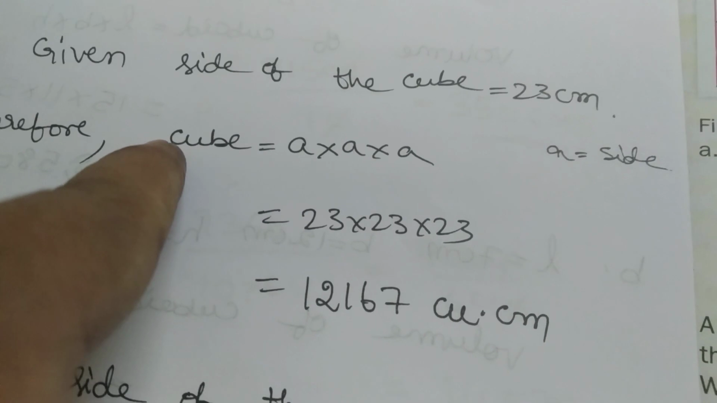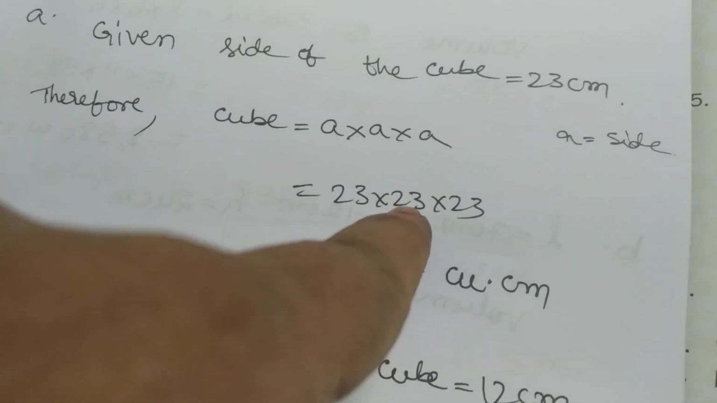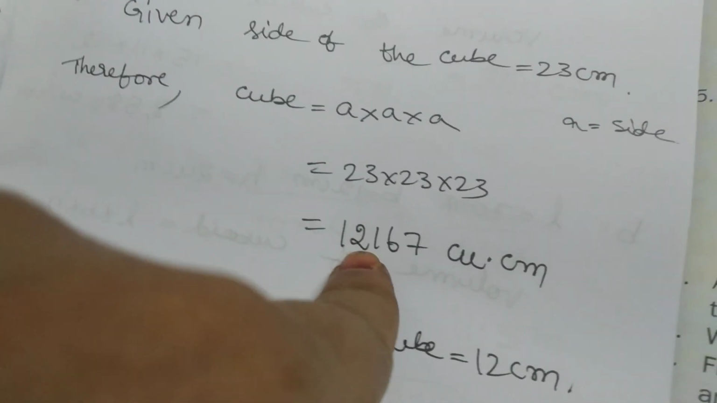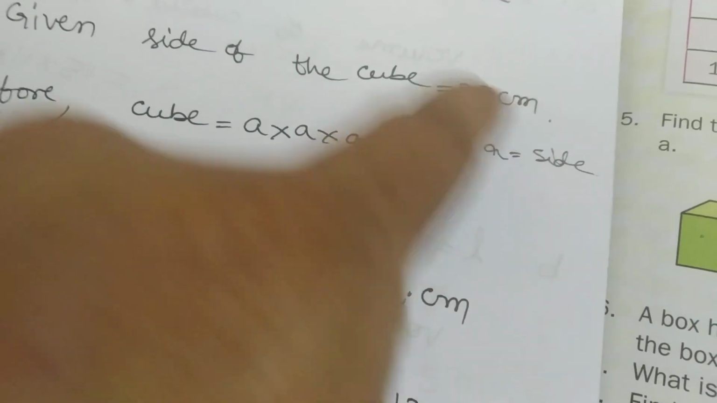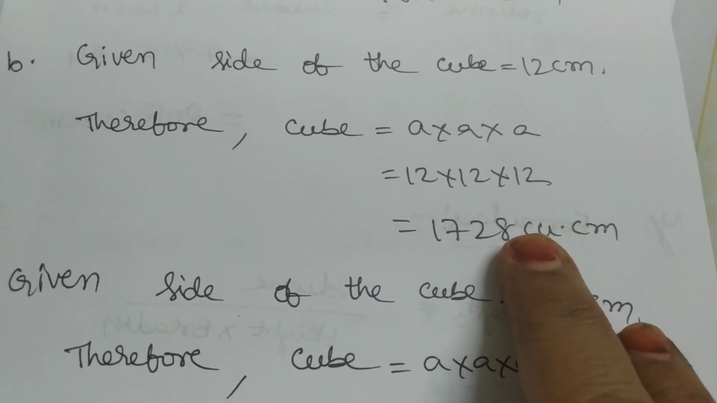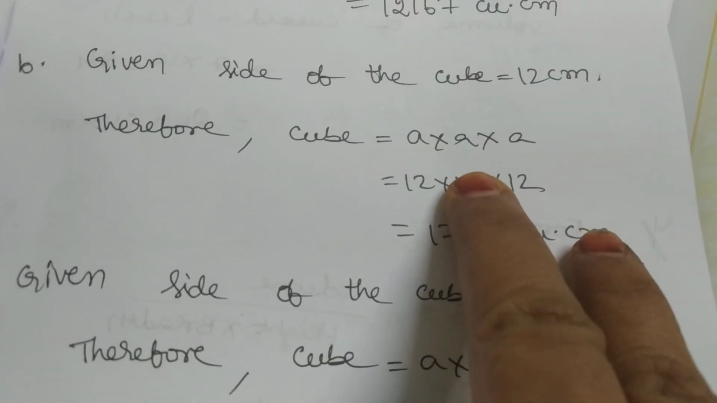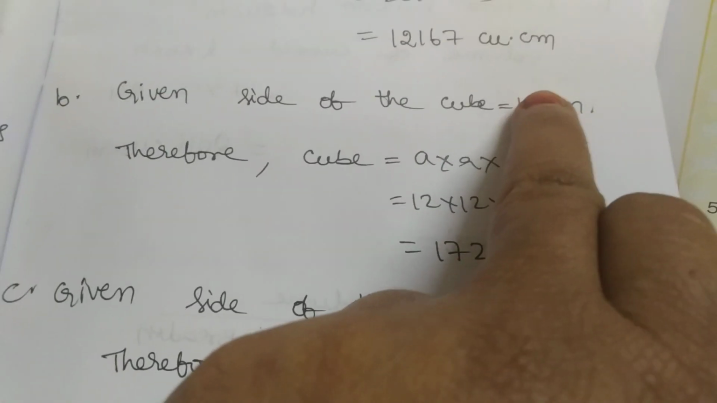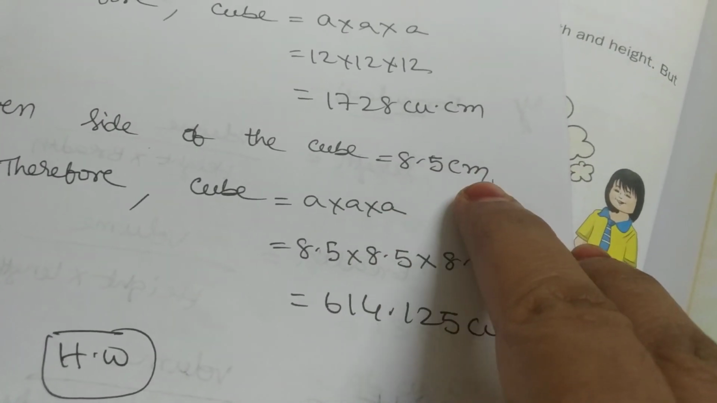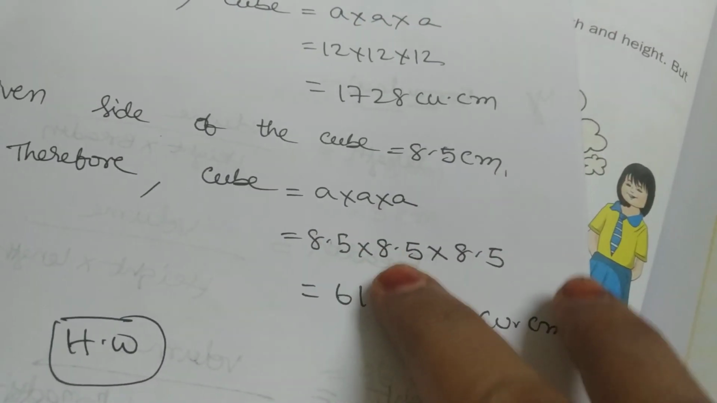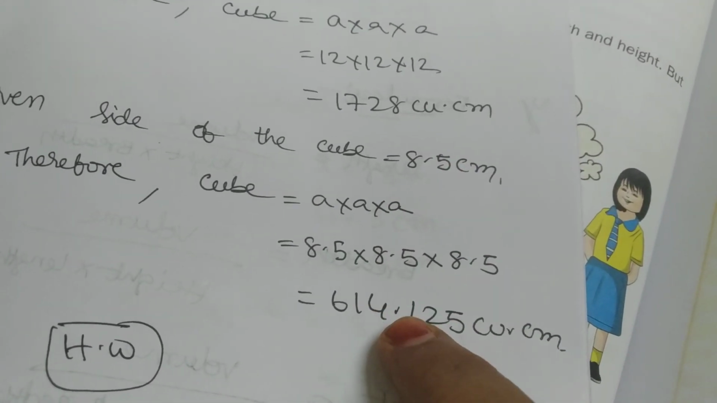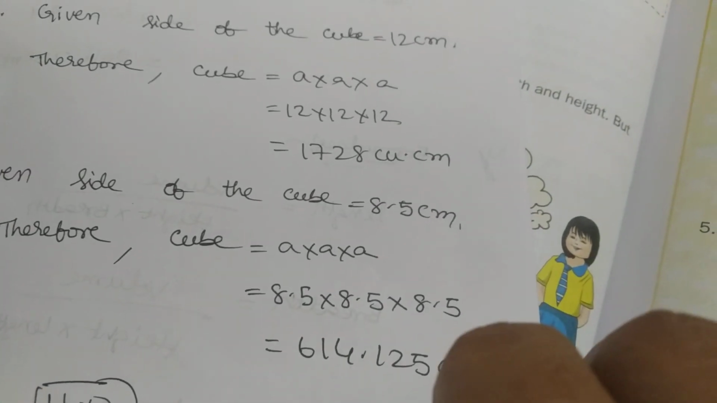So see here, volume of the cube they ask, given 23. The given side of the cube 23. So what is the volume of the cube? A into A into A. Where side of the cube is A equal to A units. So 23 into 23 into 23, cube how much? 12,167 cubic. They have given unit centimeters. Next 12 centimeters they have given. They ask to find out volume of the cube. A into A into A. 12 cube is 1728 cubic centimeters. Next 8.5 centimeters the given side of the cube. Volume of cube again 8.5 whole cube we will get 614.125 cubic centimeters.